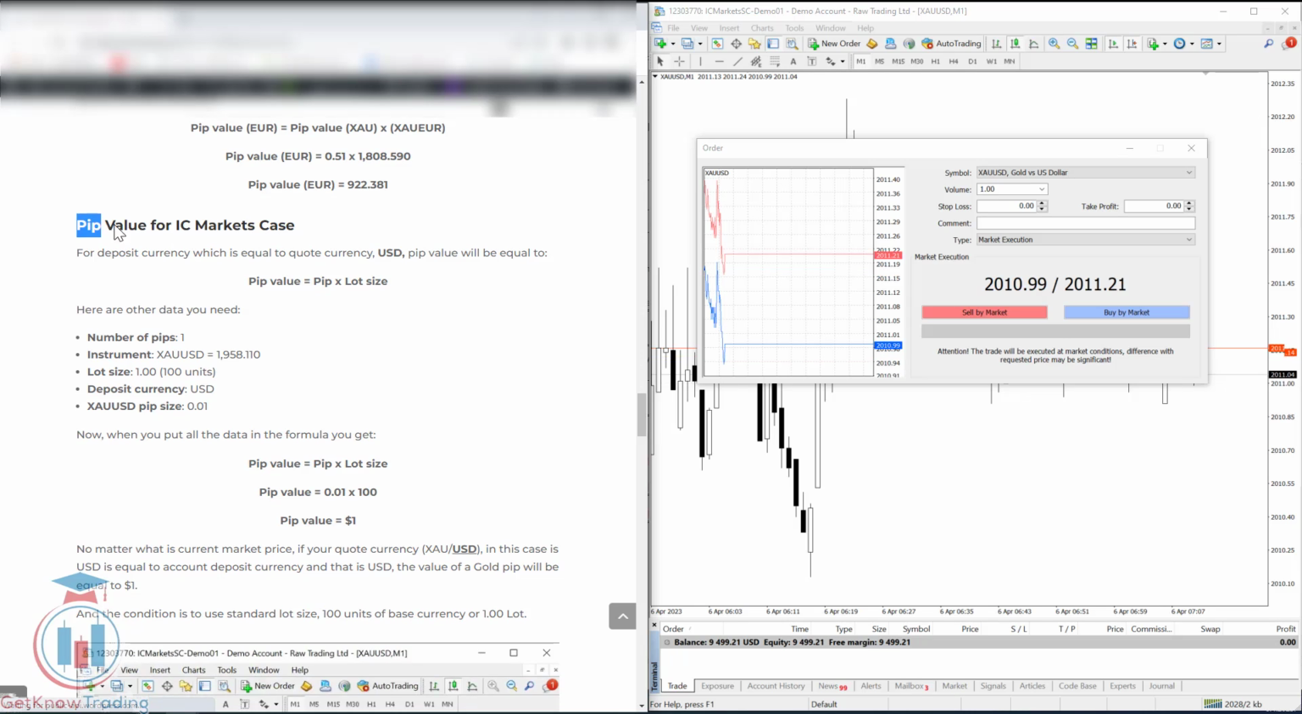Here it is, pip value for the IC Markets case. You can put any broker here who defines the value of a contract size.